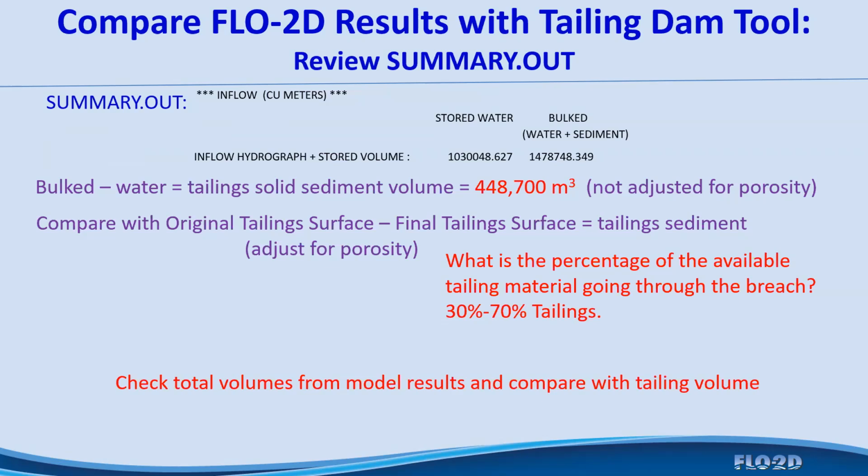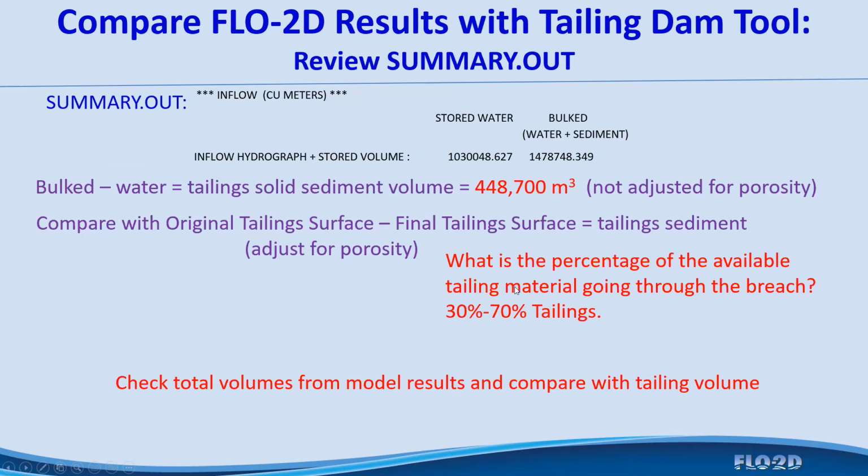If you open your output file, you will see the stored water reported, the water plus sediment. And if you take the bulked volume minus the water, you will have the tailings solid sediment volume, okay? Not adjusted for porosity, of course, in this case.